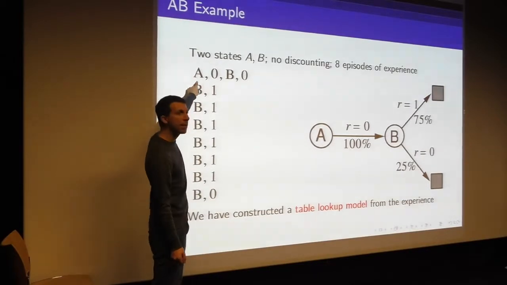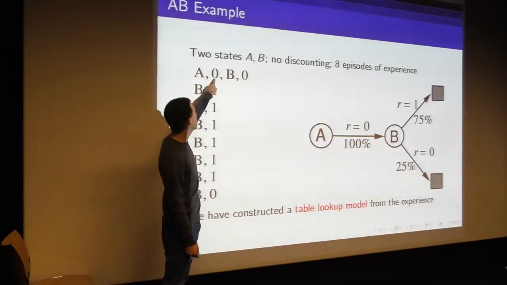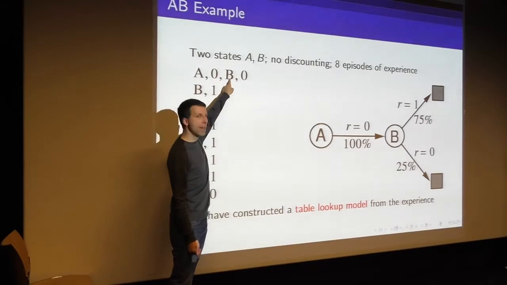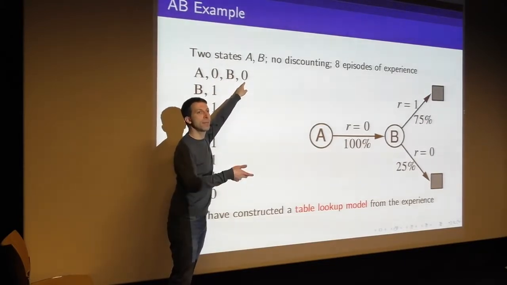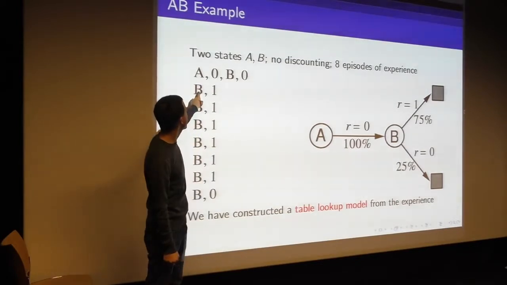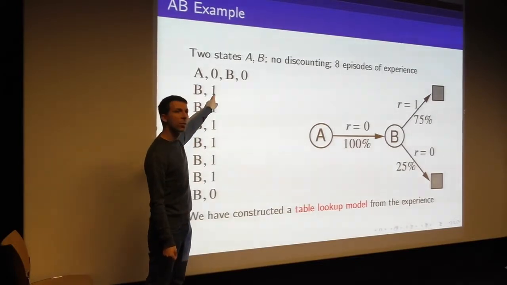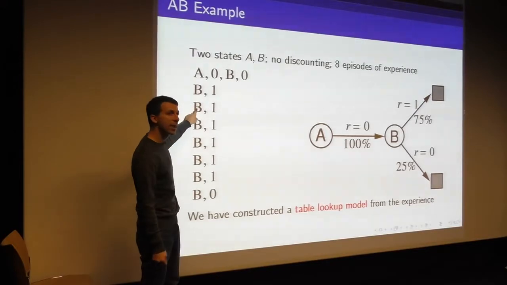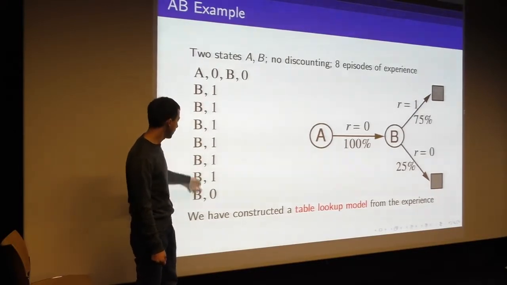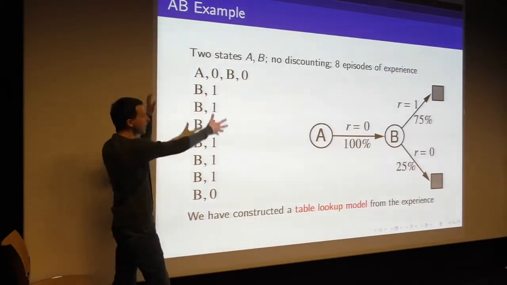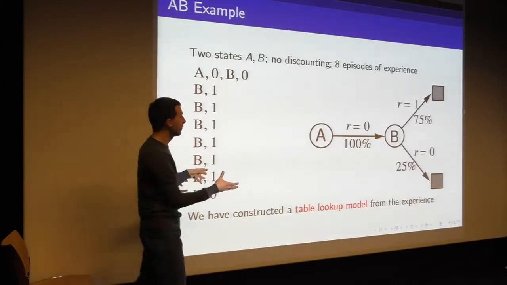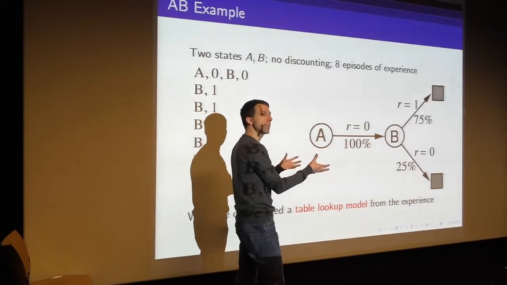So this means on the first episode, I started in state A, got reward 0, then went to state B, got reward of 0, and then the episode terminated. Second episode, I started in state B, saw a reward of 1. Next episode, started in B, reward 1, until finally started in B, got reward 0. So we can take this experience, and as we did before, we can build a model from this experience.